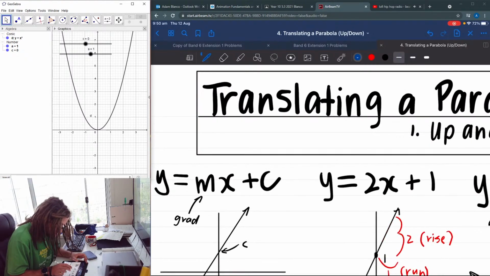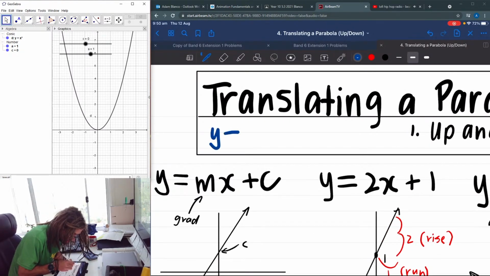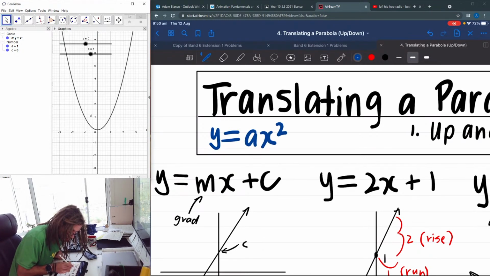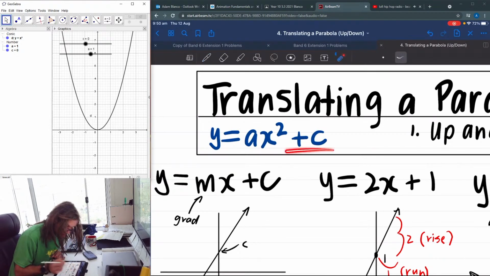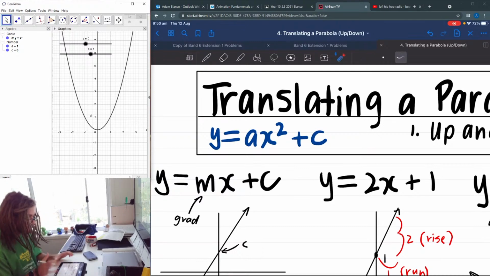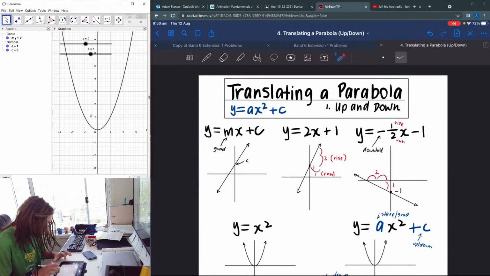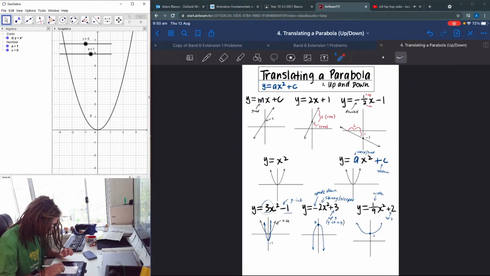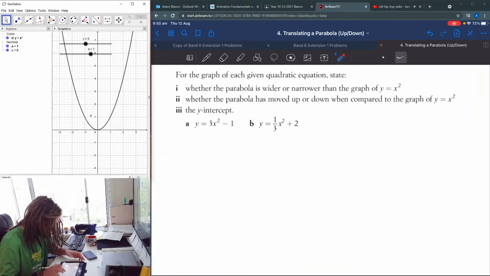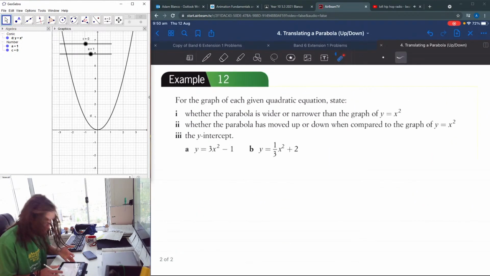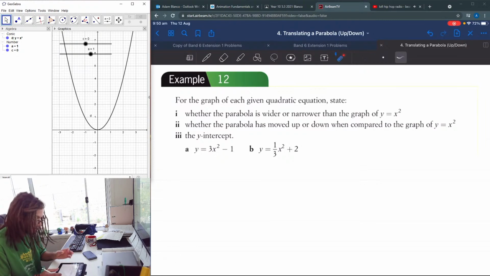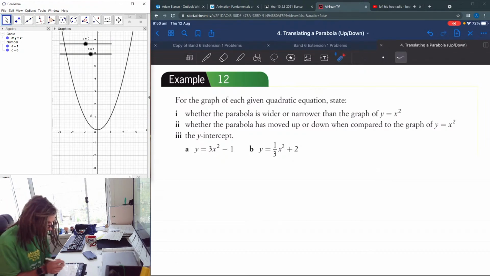So translating a parabola upside down means I have ax squared and I have this plus c on the end. Next lesson we're going to look at moving it left and right. I'll show you what that means. But yeah, I just want to show you 2 examples because it's all well and good to be able to identify them, but you need to be able to, I guess, identify features of them as well.